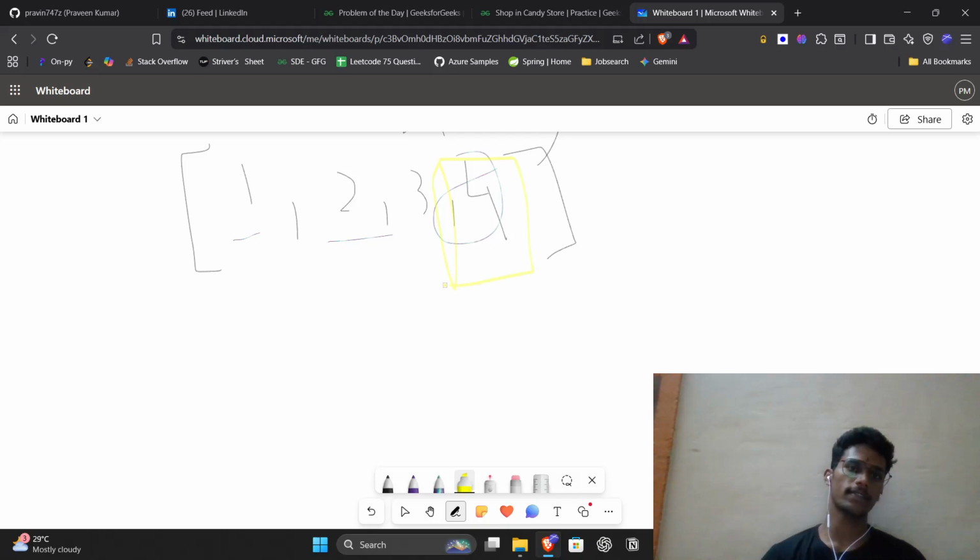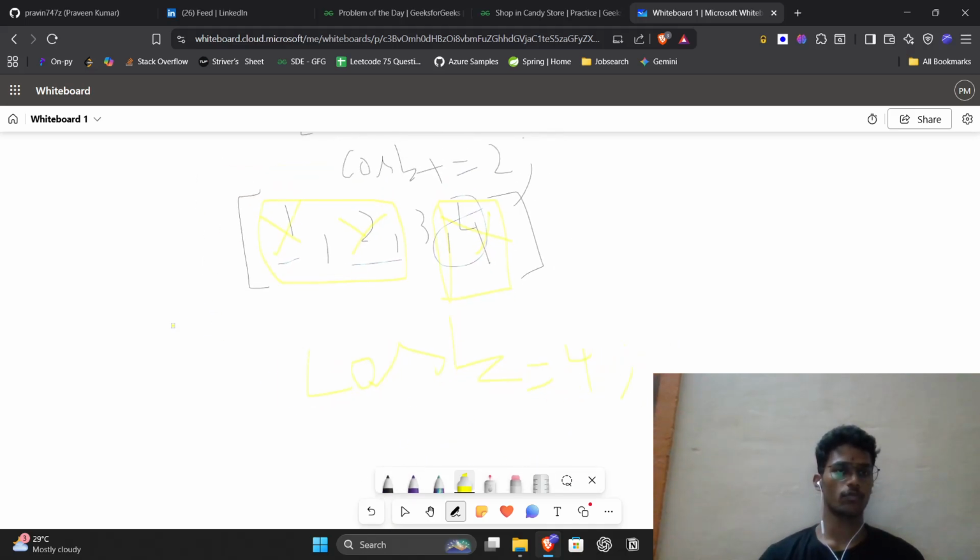I am purchasing this and getting these two for free. I don't have a pen with me, that's the issue. I'm using a mouse to draw all these. So I basically collected this one, this one, this one. The cost is 4. Initially, we started with a cost of 0 and I added this one to our cost, which is 4. Let's move to the next step.